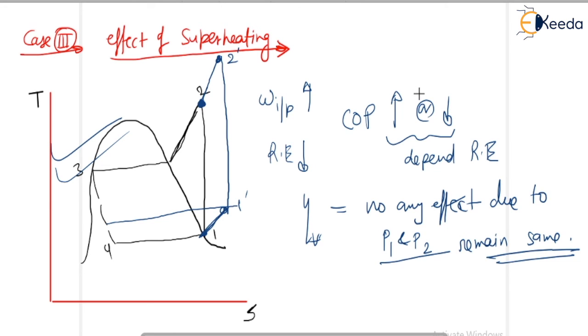And in the next lecture we go to the next topic, which is named use of flash chamber in the VC system before compression. कि आपको फ्लैश चैम्बर का यूज करना है बिफोर कंप्रेशन, और उसका क्या इफेक्ट होता है.